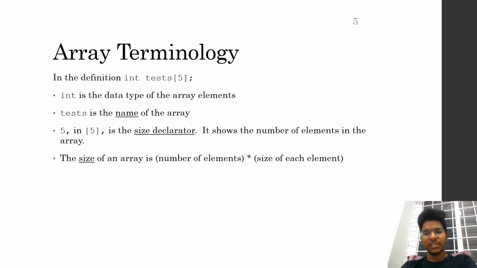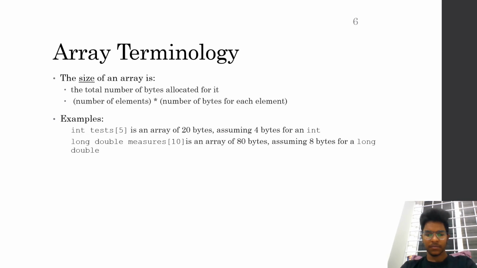The size of the array is the number of elements times the size of each element. If the number of elements is 5 and the size of each element is 5 KB, then the size is 5 times 5, which is 25. The size of the array is the total number of bytes allocated for it: number of elements times number of bytes for each element. Example: int tests[5] is an array of 20 bytes, assuming 4 bytes for int. long double measures[10] is an array of 80 bytes, assuming 8 bytes for long double.